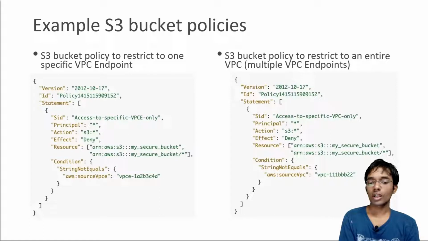So here is an example where we are denying any traffic that doesn't come from the source VPC. And for source VPC, this is in case we have multiple VPC endpoints. The second one is an S3 bucket policy to restrict to an entire VPC, multiple VPC endpoints. So StringNotEquals aws:SourceVpc.